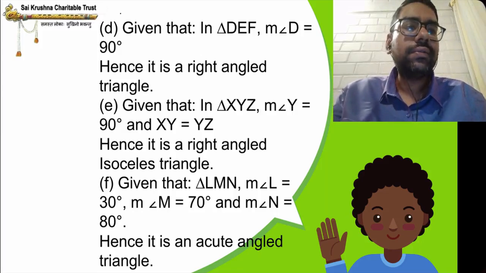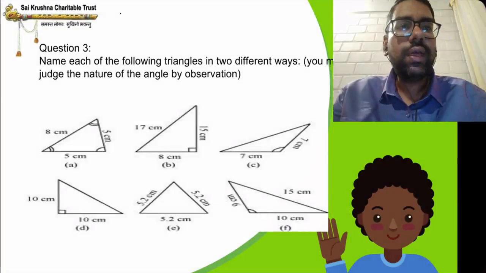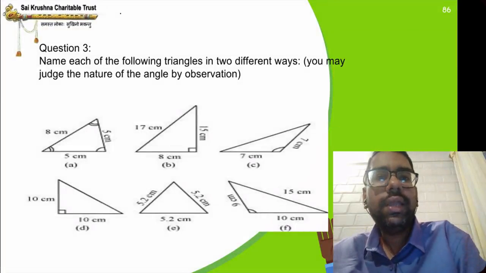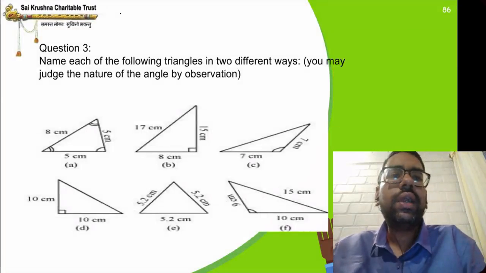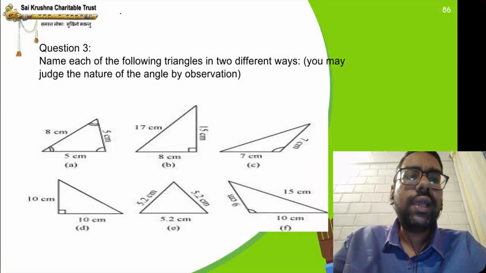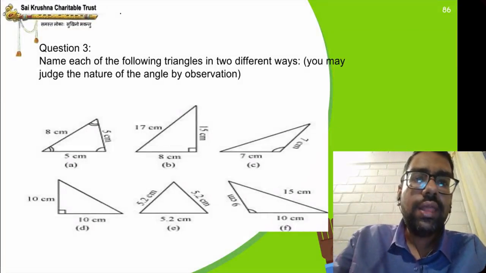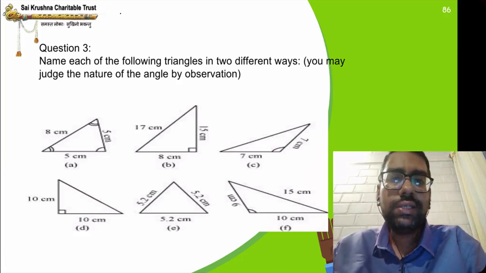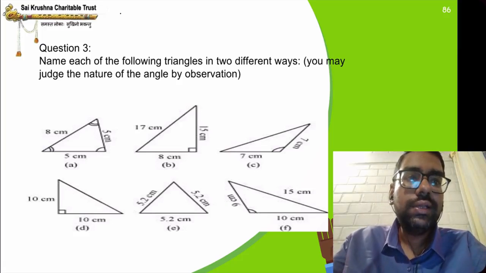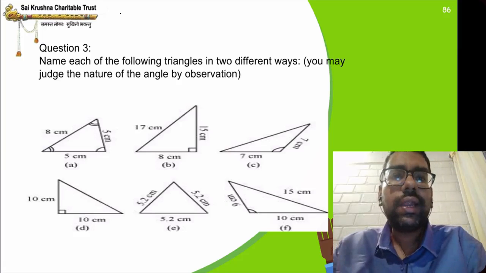Name each of the following triangles in two different ways. You may judge the nature of the angle by observation. First triangle: 8 cm, 5 cm, 5 cm. What is it? It is an isosceles triangle, right? Isosceles triangle it is, and also an acute angle triangle. All are less than 90 degrees.